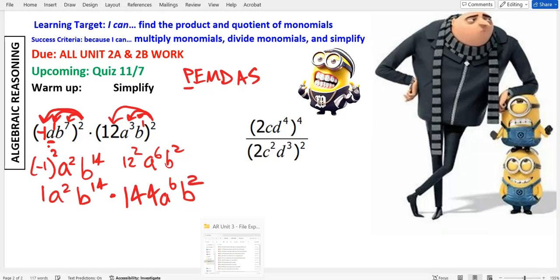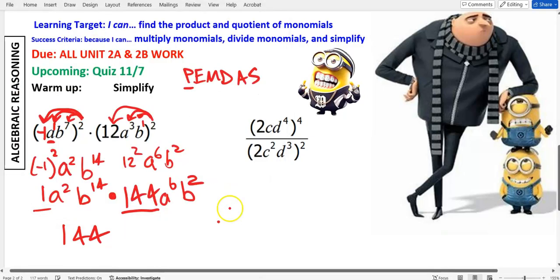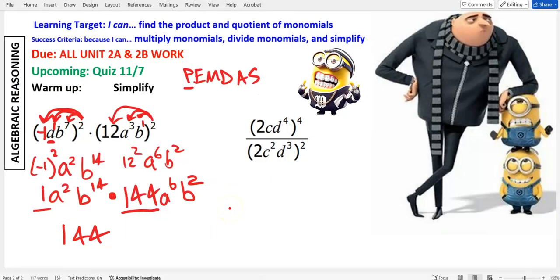Now, this is also like what we did at the beginning of the week. What do I do with these numbers out front? I multiply. 1 times 144 is 144. Now, what do I do if there's an a squared and an a to the 6? What do I do when there are 2 bases? What do I do with 2 and 6? Now is when you add them. 2 plus 6 is 8.